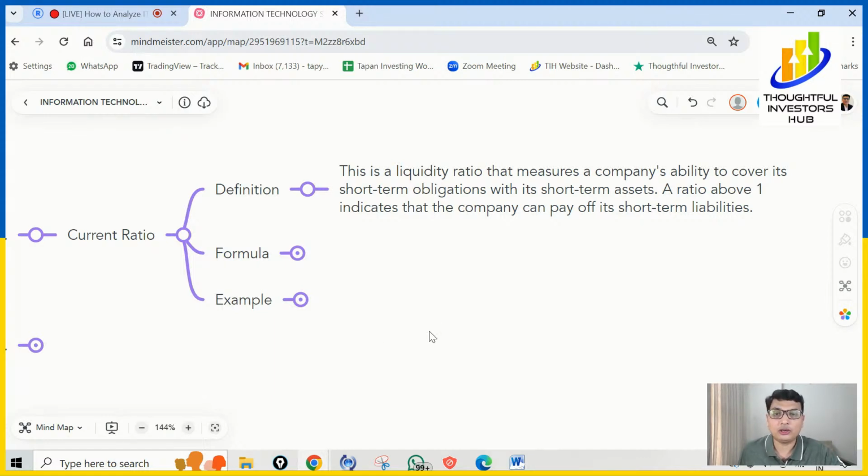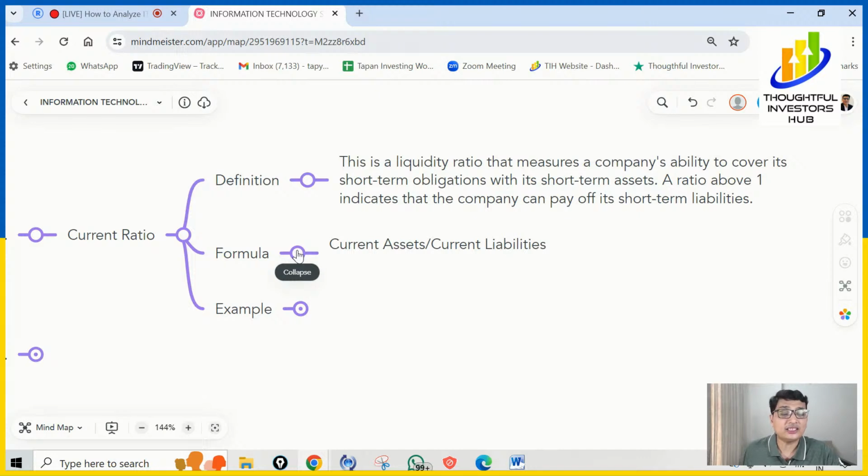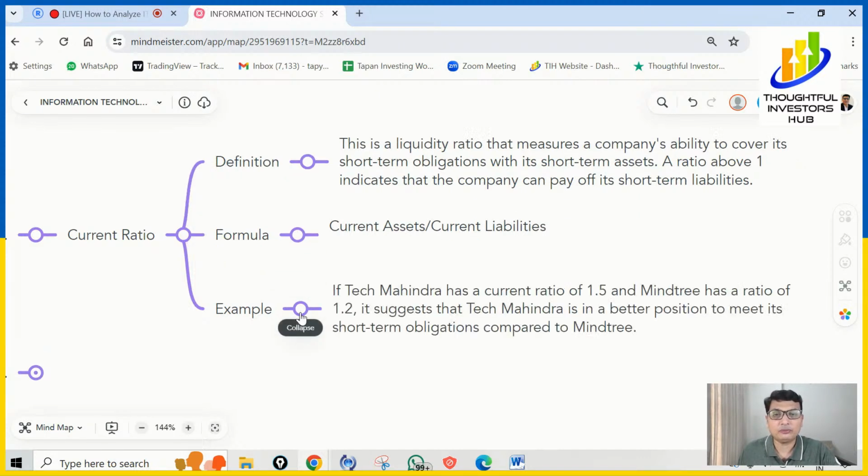So what is the formula of current ratio? The formula is nothing but current assets divided by current liabilities. For example, if Tech Mahindra has a current ratio of 1.5 and Mindtree has a ratio of 1.2, it suggests that Tech Mahindra is in a better position to cover the short-term obligations compared to Mindtree. Okay, so this is what current ratio is all about.